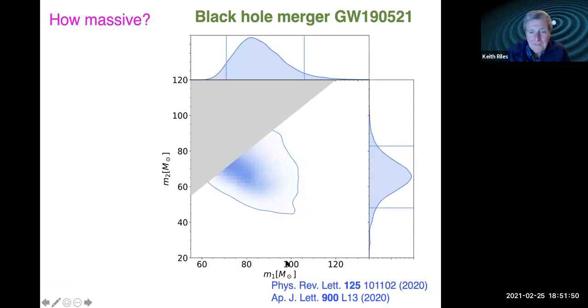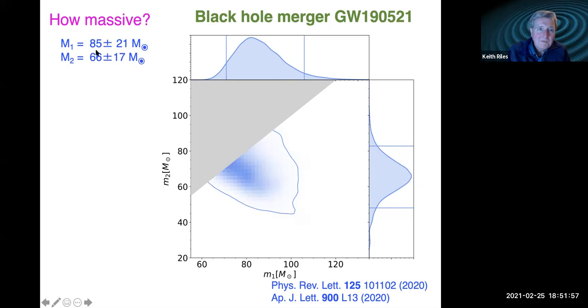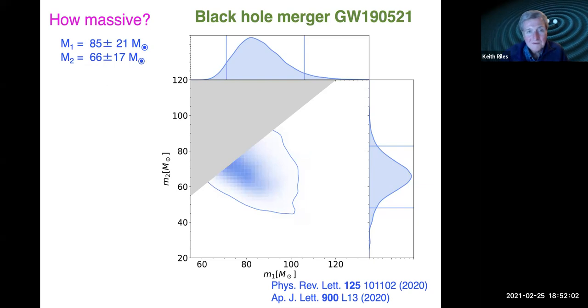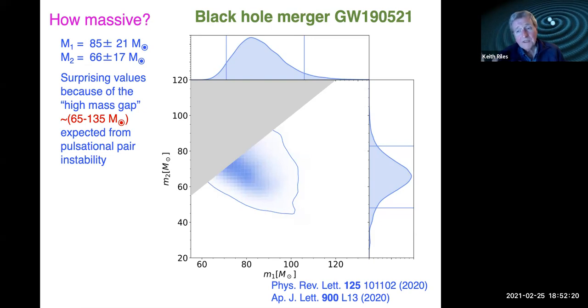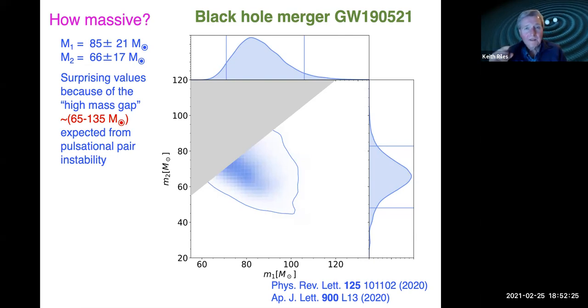How massive? Well, this shows you the same kind of a contour plot of one mass versus the other. And you can see that we're looking at kind of 85 for one of them and 66 for the other. There are large errors on these, but these are heavy black holes. And that's surprising, not just because they're heavy, but because they both fall into what's called the high mass gap, which is expected from something called pulsational pair instability. There's a region of stellar mass in which you would not expect a black hole to form, because if it's much, much heavier, then it forms okay.